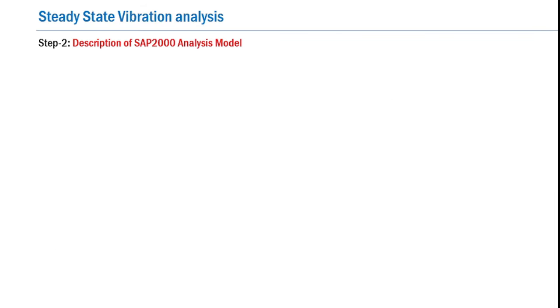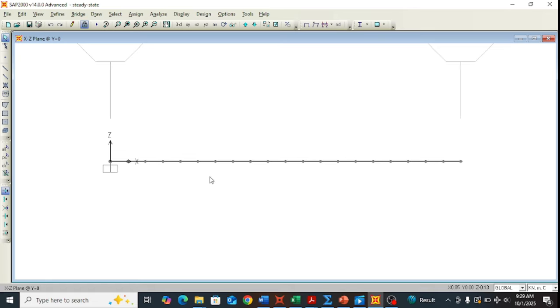In step 2, we shall go for the distribution of the SAP2000 analysis model. So let me directly take you to the SAP2000 in order to explain the various parameters associated with this analysis problem. Okay, you can see that this is the simple model for this cantilever beam that is made in SAP2000. So let me take you through the various parameters used for this steady state analysis.